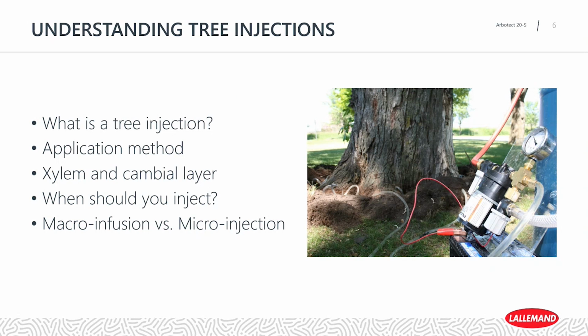And because the injection process wounds the tree, injections should only be considered when every other option has been ruled out. Now, there are 2 types of tree injections, macro-infusions and micro-injections. With macro-infusions, we're dealing with incredible volumes of solution, and we infuse that solution at a low pressure, typically around 10 to 20 psi, while with micro-injections, we deal with smaller quantities and we deal with a higher pressure, typically between 40 to 100 psi.